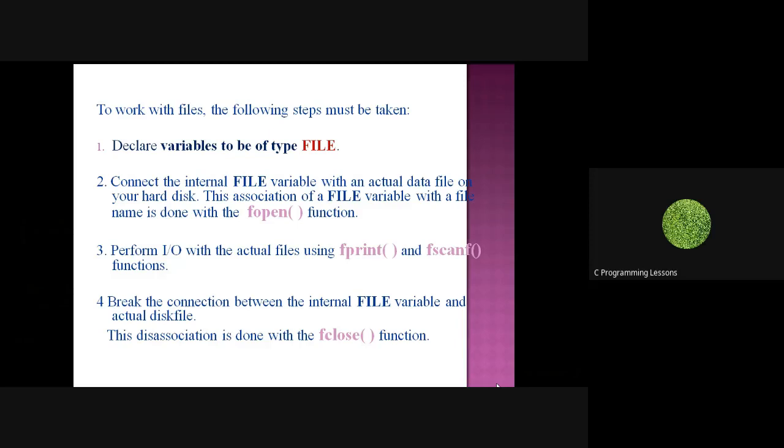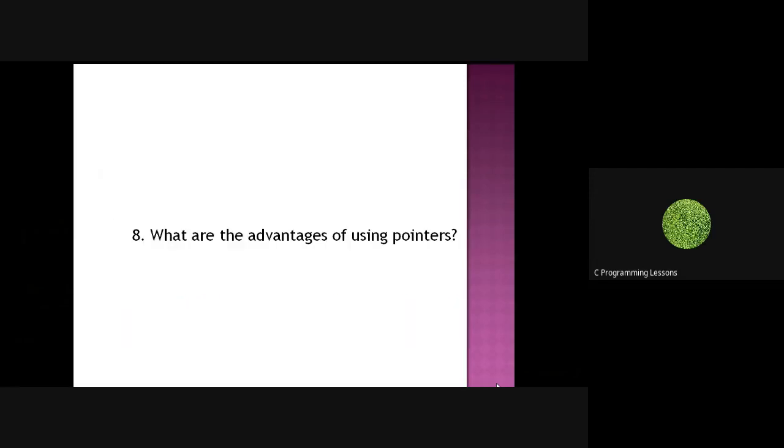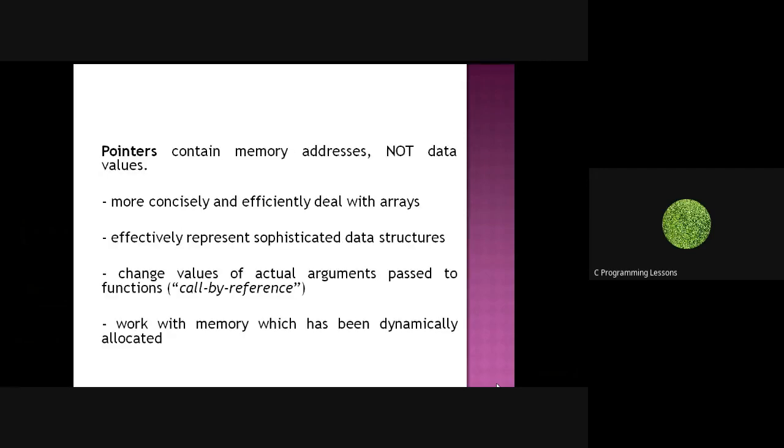Then there is a set of functions for managing the file, such as the fopen function, fprintf, fscanf, and fclose. Our eighth question, what are the advantages of using pointers? Now, a pointer is a mechanism for indirect addressing. It has several advantages, such as: it can effectively represent sophisticated data structures.